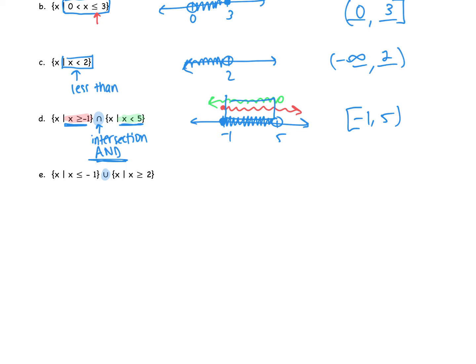In E, this is a different symbol. The official term for this symbol is union. What I care about is that you know that it means or. So or tells us this inequality or that one have to be true. They don't have to both be true.